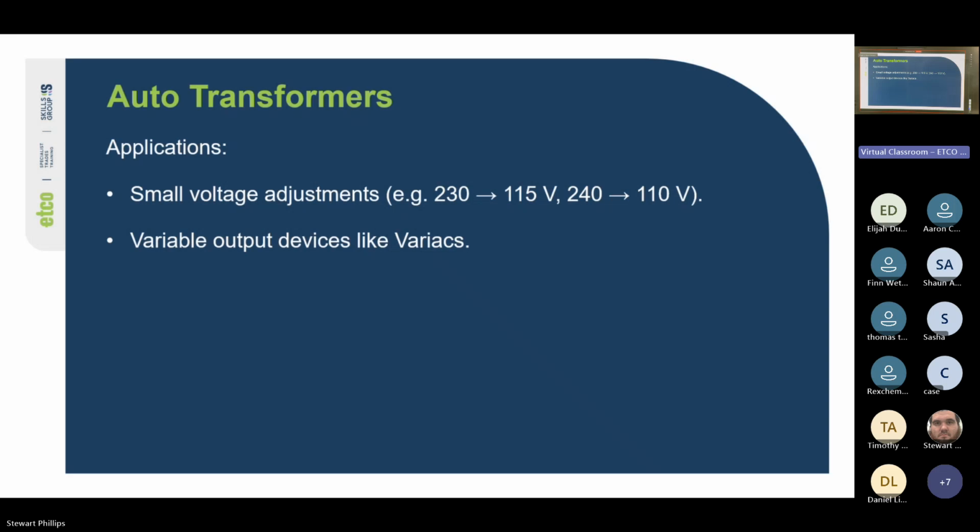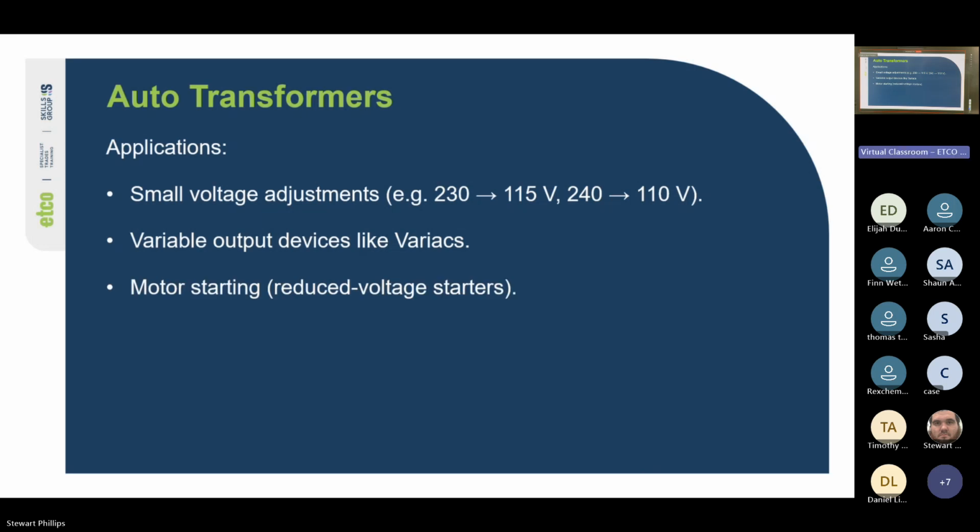So variable output devices like Variac. Since you guys are in stage 2, you don't do any work with transformers. Eventually you will do some transformer work on your block course, and one of the transformers we use is a Variac. That is our auto transformer. It's the only auto transformer that I know you can buy through hobby places like Jaycar. It's basically used as a variable power supply.